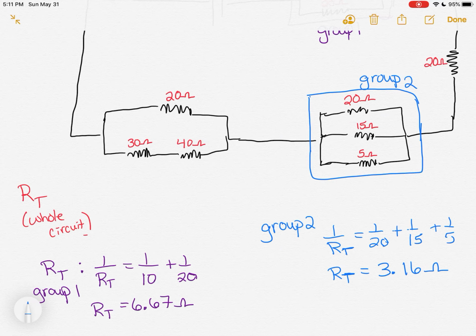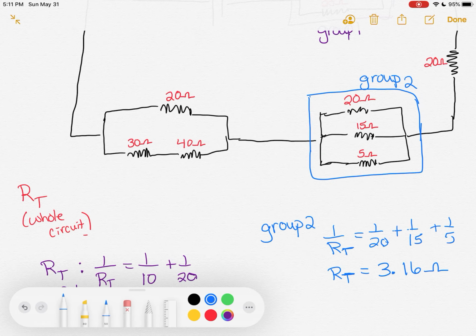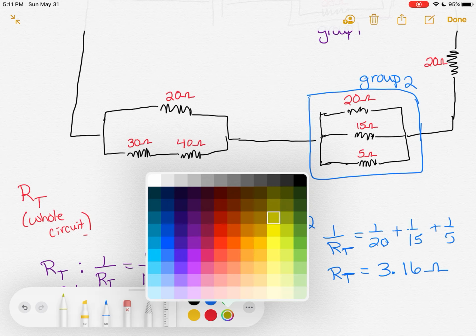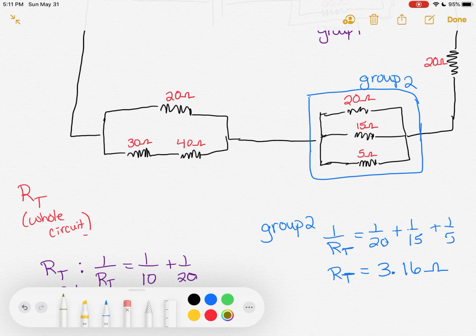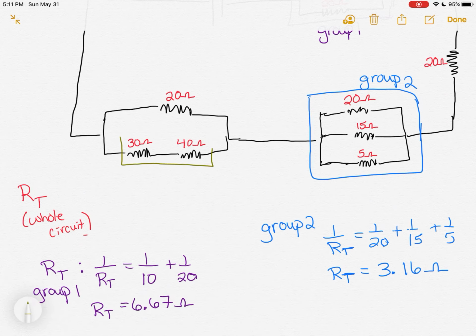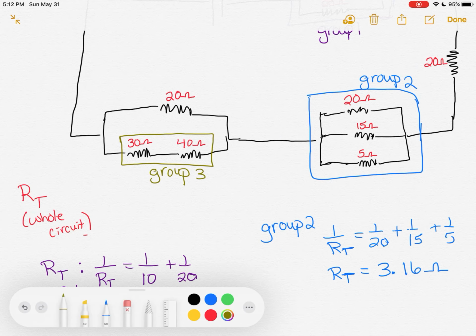All right, now my next section, I have to look at this section where I've got 20 ohm resistor and a 30 ohm and a 40 ohm resistor. But for this section, I'm going to actually need to use 2 different groups. So let's use a dark yellow for one. Okay, and so this section here is in series, but then it's in parallel with the 20 ohm resistor. So I'm going to name this one group 4. Oh, sorry, group 3.